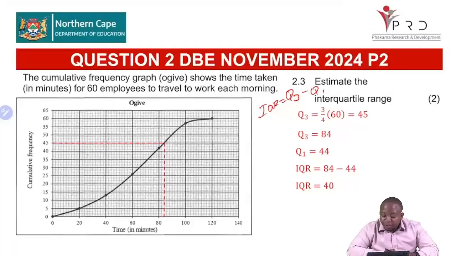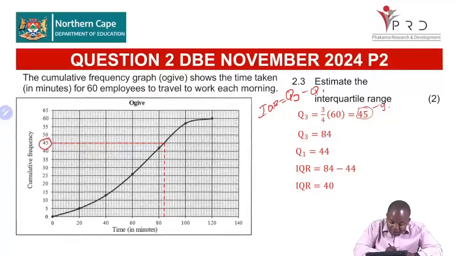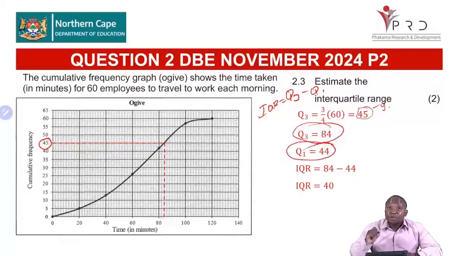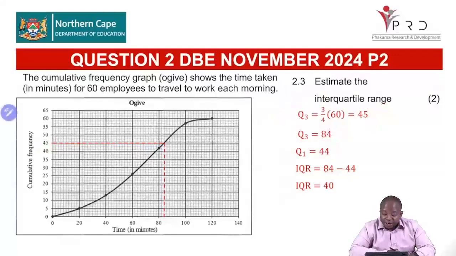Now to find Q3, we are going to say Q3 is 3 over 4 into n. Our n is 60. So our Q3 position on the y-axis is going to be 45. So we're going to locate that 45 and we extend until we meet our graph, and we drop down. So it's going to be 82, 84. So Q3 is 84, and remember Q1 was 44 from the previous question. Then the interquartile range will be Q3 minus Q1, which is 84 minus 44, which is 40. That is our interquartile range.